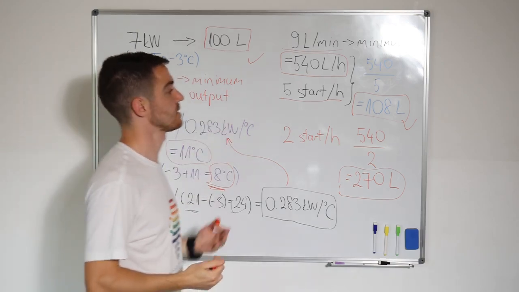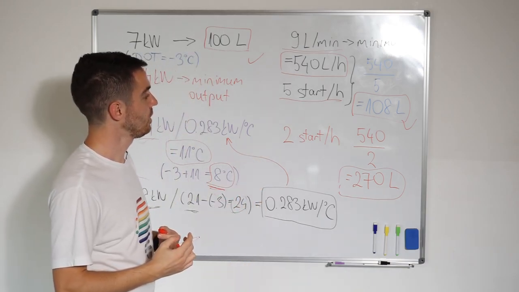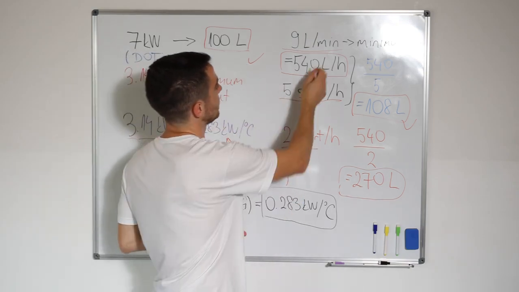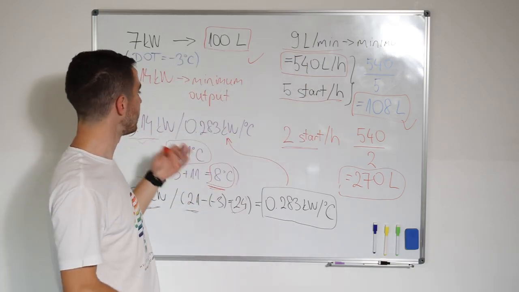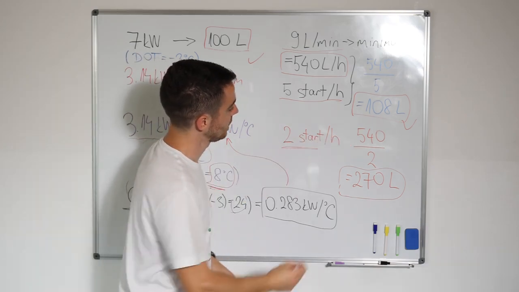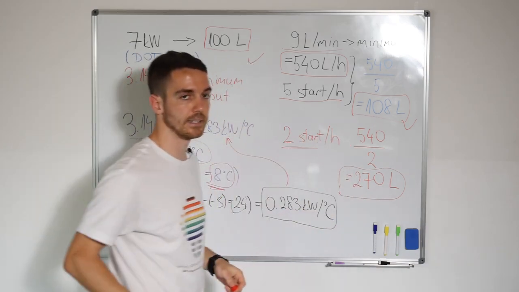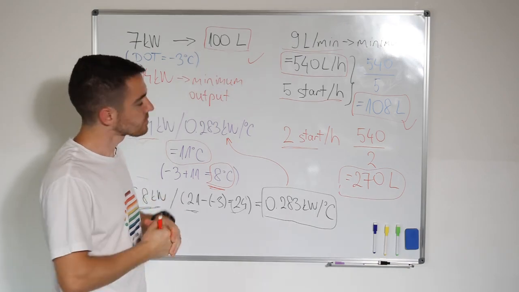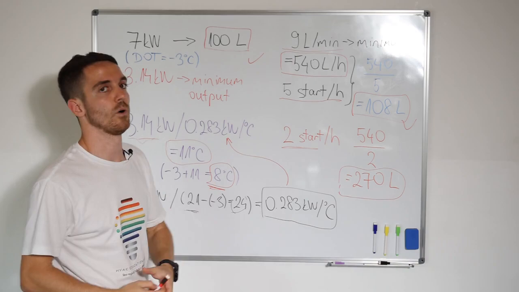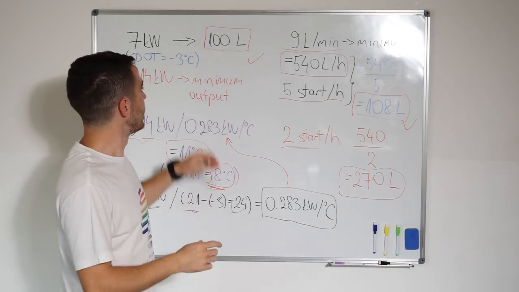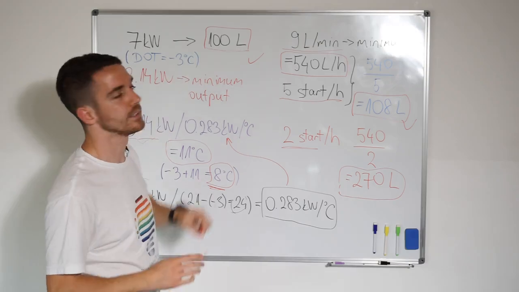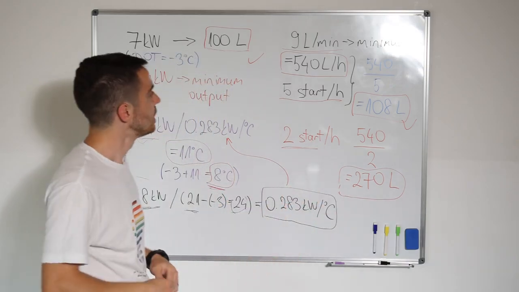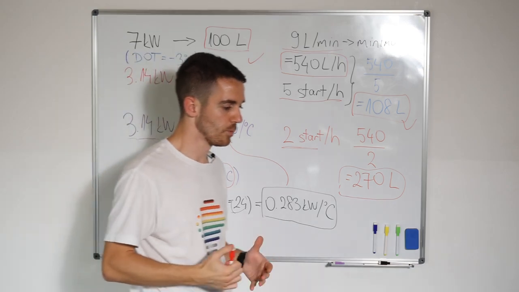What if we want to reduce our starts and stops per hour, for example to 2 times? We need to divide the same flow rate, the minimum flow rate at minimum output, 540 divided by 2, which is 270 liters. In that case, our 100 liter system volume is not enough, and we need to add some volumizer or buffer if you want. We need to add an additional 170 liters to this installation. If we want lower, we need to calculate. So this is the basic formula.